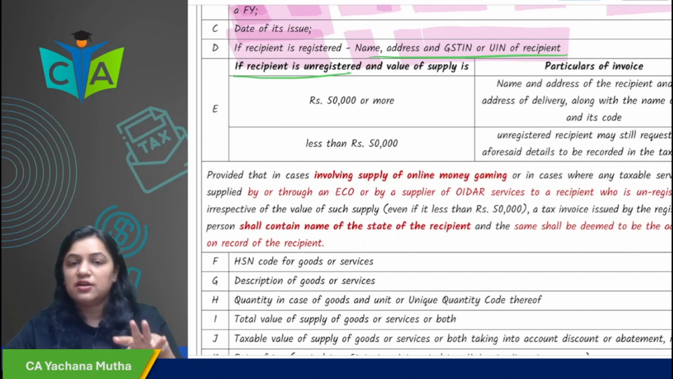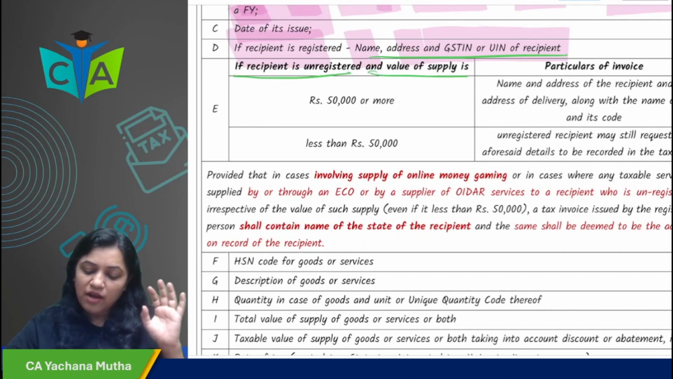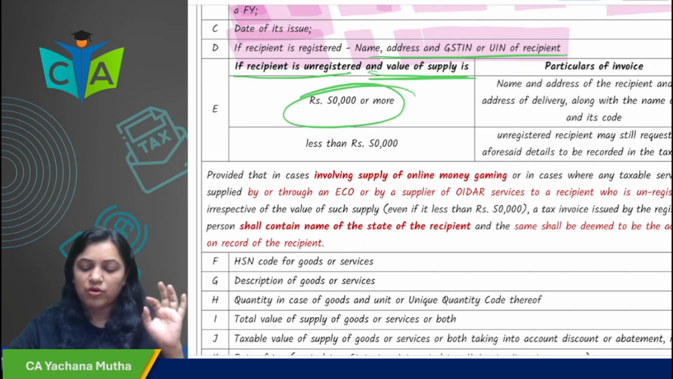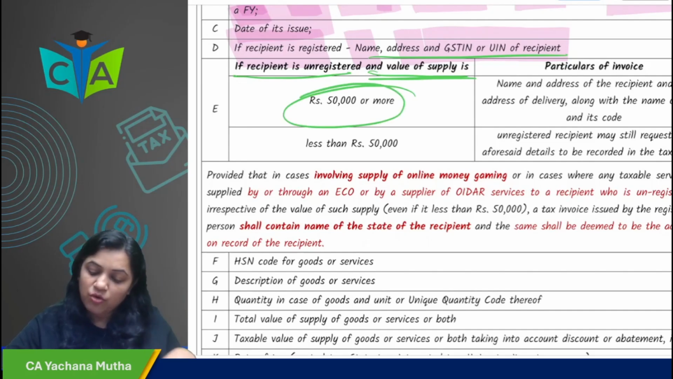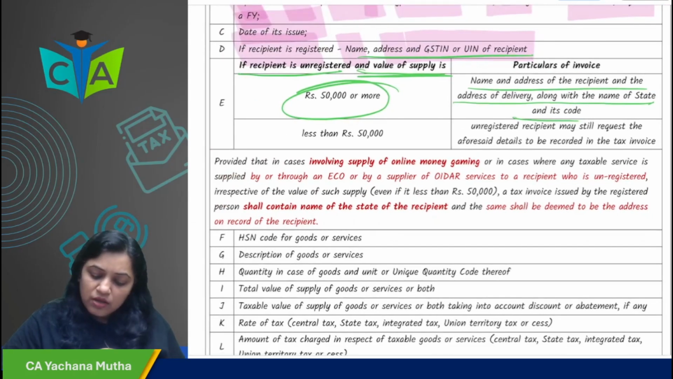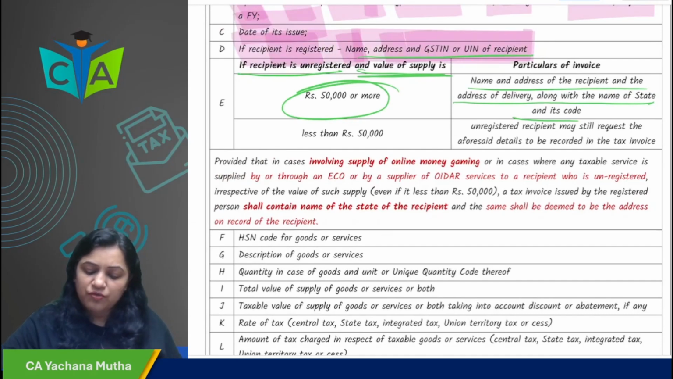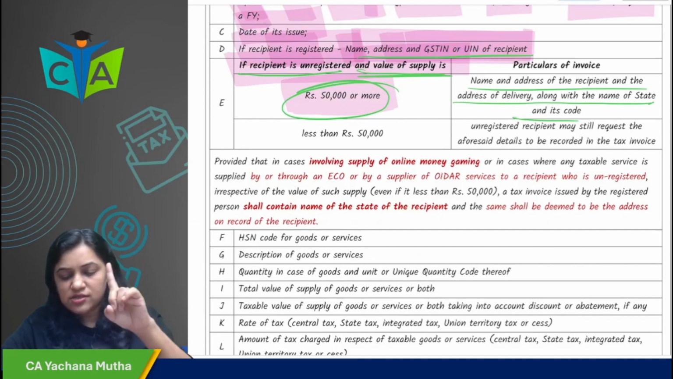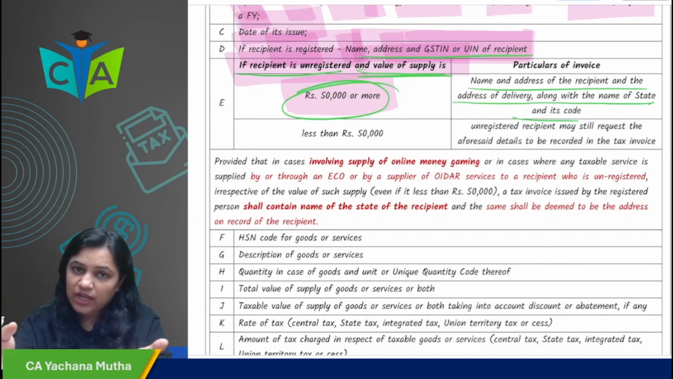If the recipient is unregistered and the value of supply is 50,000 or more, then in that case the name and address of the recipient and address of delivery, along with the name of the state and its code. So if the recipient is registered, then name, address, GSTIN of the recipient. If the recipient is unregistered and value of supply is 50,000 or more.